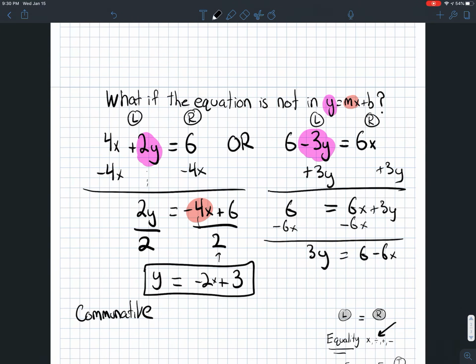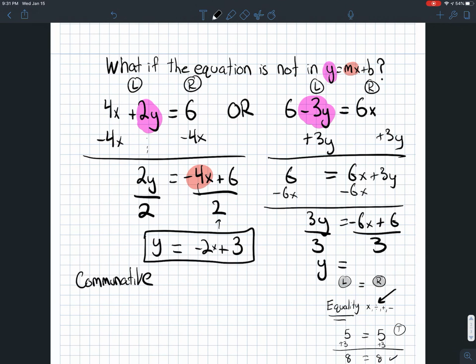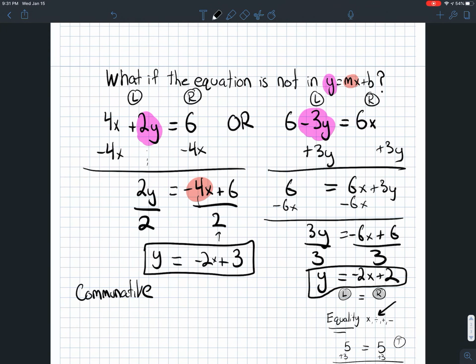And then what I'm going to do is divide by 3. Actually, before I divide by 3, I'm going to change the order again using the commutative property. So my negative 6x is going to go to the left, the 6 will go to the right, and because the 6 is positive, I'm going to say plus 6. Finally, equality property of division. I'm left with over here y is equal to negative 6 divided by 3 is negative 2x, and then 6 divided by 3 is going to get me 2. So we now have y equals mx plus b form over here as well. And that's what you do if it's not in y equals mx plus b form.